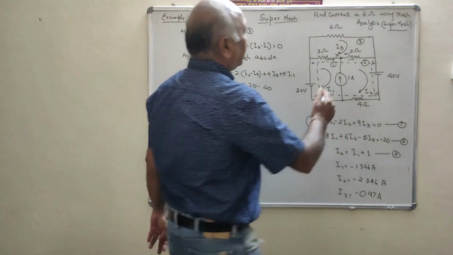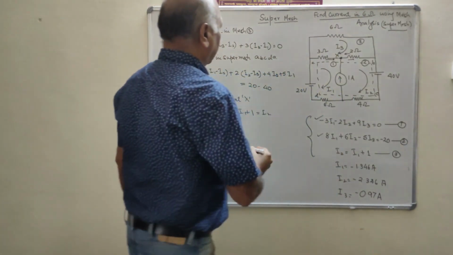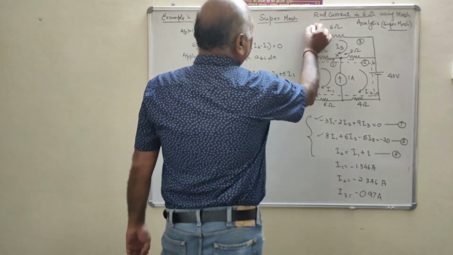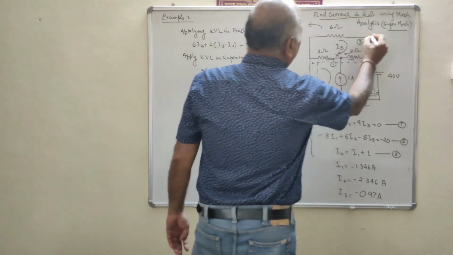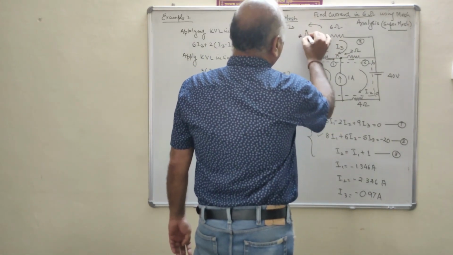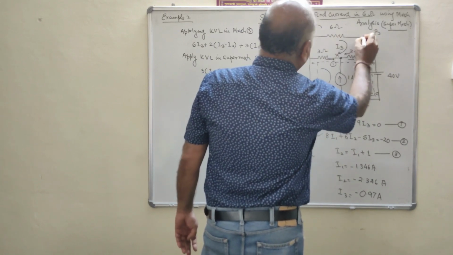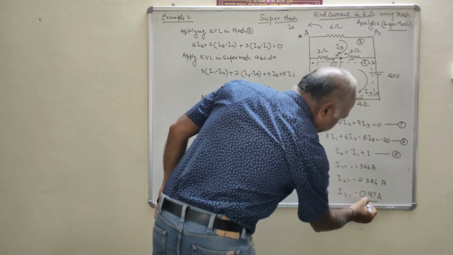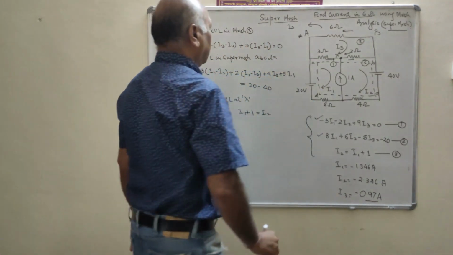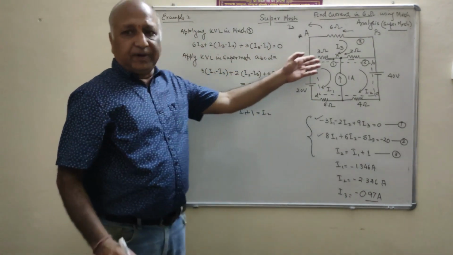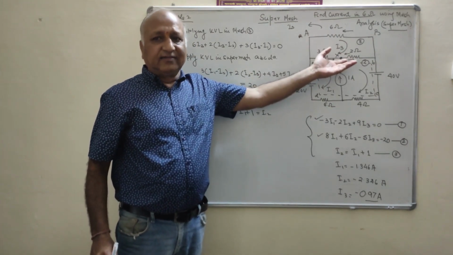Clear? What is the requirement of our question? We have to find the current in the 6 ohm resistance. That means the current in 6 ohm resistance is I3. Here I3 is flowing. Say this is capital A and this is capital B. The current is going from A to B. But here the sign is negative. That means the current is flowing from B to A. It is another important example of the super mesh analysis. Now we will go to the next example.